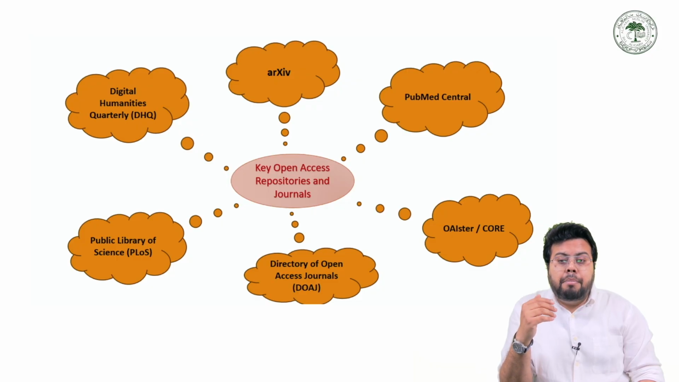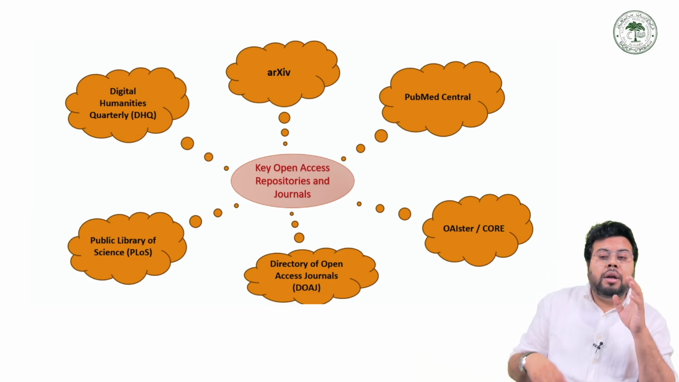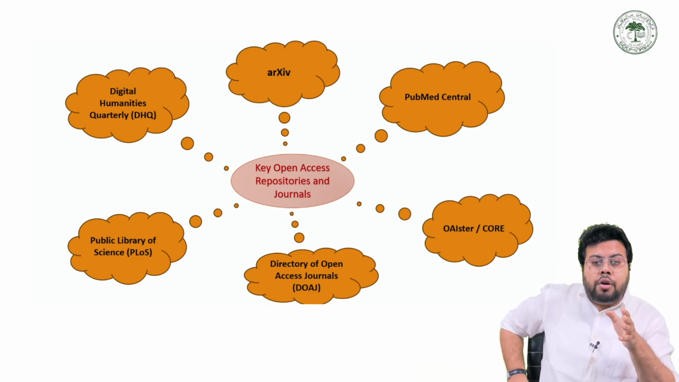Then PubMed Central is a product of the NIH mandate, showing how funder policy can create a large, searchable corpus of openly available research at scale. Then we have OAIster and CORE. Both allow you to search across thousands of open access repositories simultaneously, surfacing material that a standard search engine would never find.